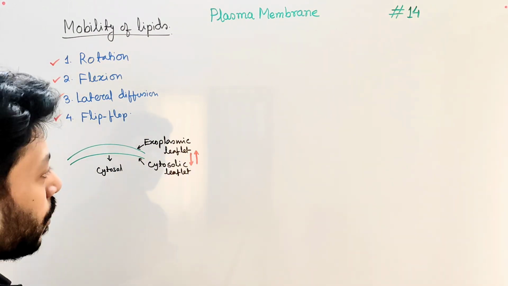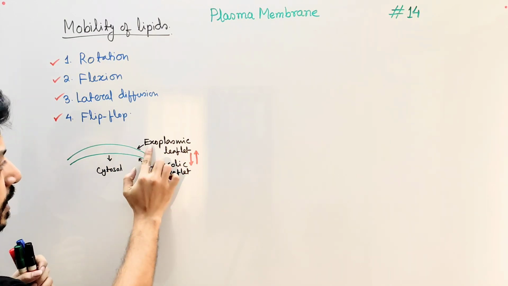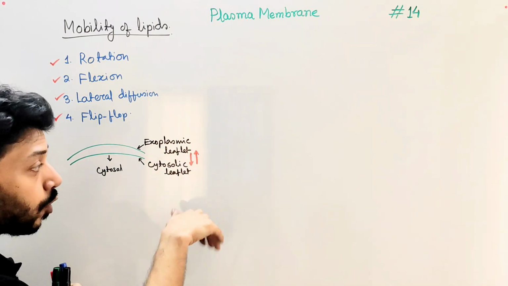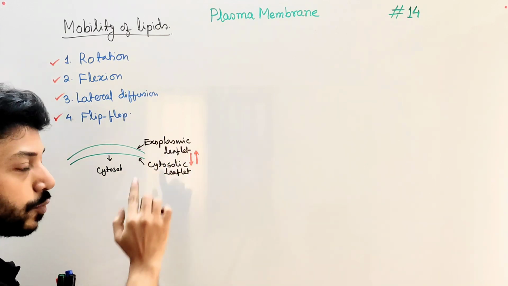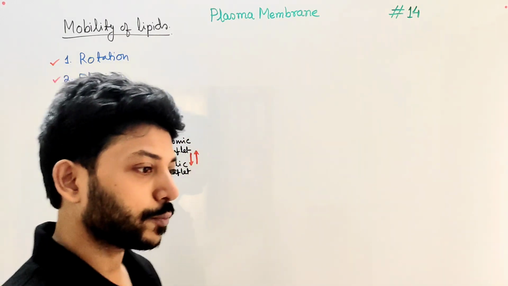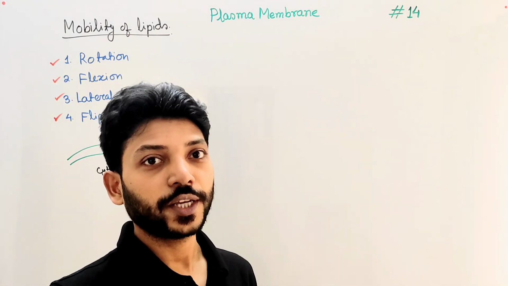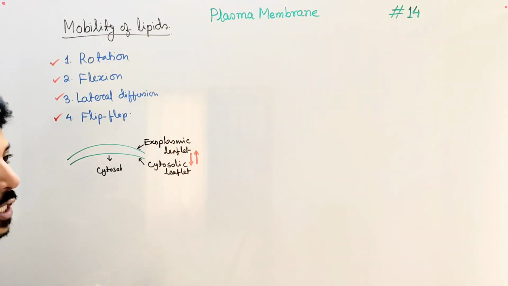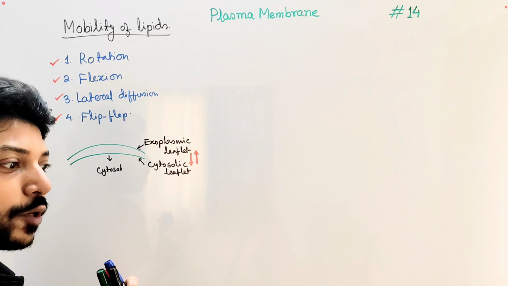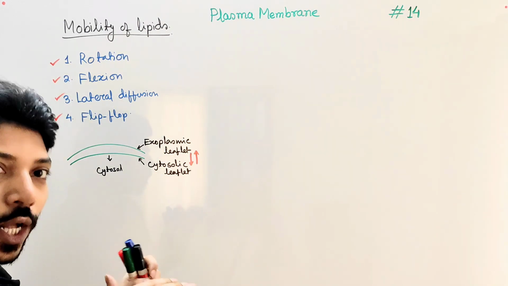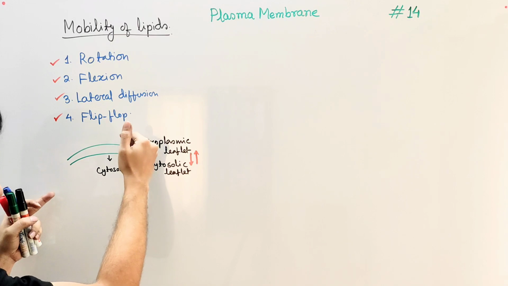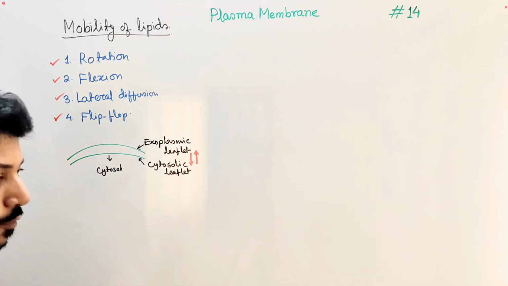Exo means outer. When lipid molecules that are present in the exoplasmic leaflet migrate from exoplasmic to cytosolic or vice versa, like cytosolic to exoplasmic, when lipid molecules migrate from one layer to the other layer, this is called flip-flop. So this migration of lipid molecules from one layer to the other is called flip-flop.